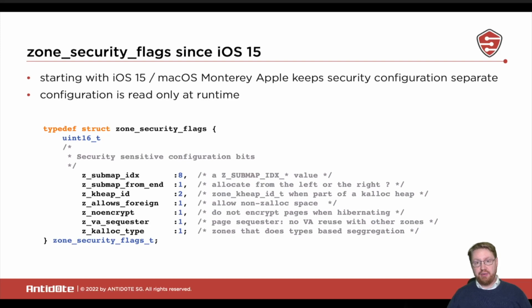Also, since iOS 15, Apple created a new configuration array, the security flex array for zones. That is separate from the normal zone array, and the idea here is that the security configuration is kept in a read-only area and so cannot be tampered with at runtime of the kernel.